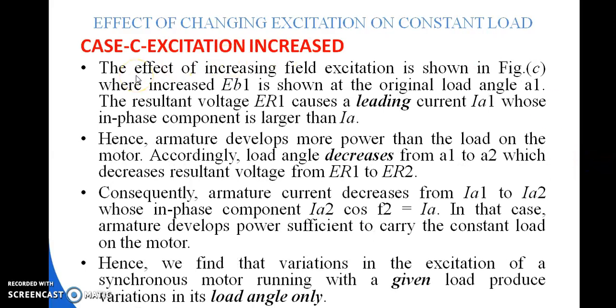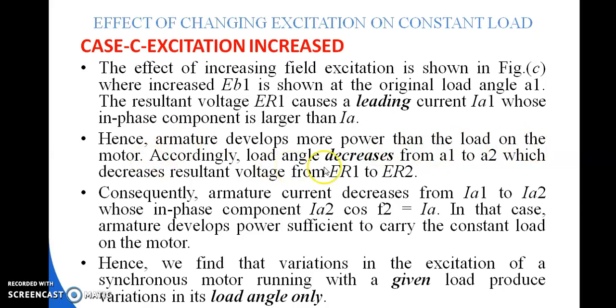So now this is case 3. Now excitation is increased. The effect of increasing field excitation is shown in figure C, where increased EB1 is shown at the original load angle alpha 1. The resultant voltage ER1 causes a leading current IA1, whose in-phase component is larger than IA. Hence, the armature here develops more power than the load on the motor.